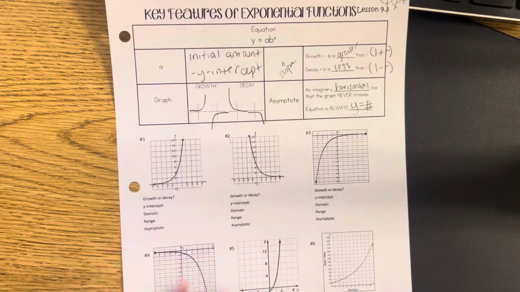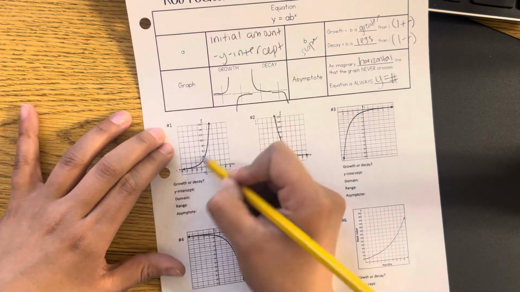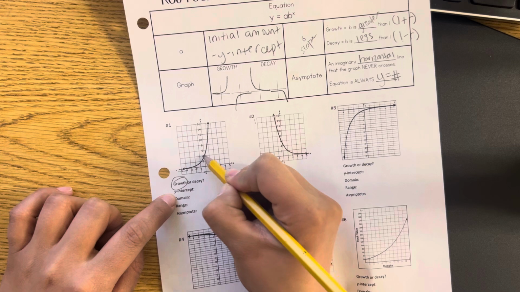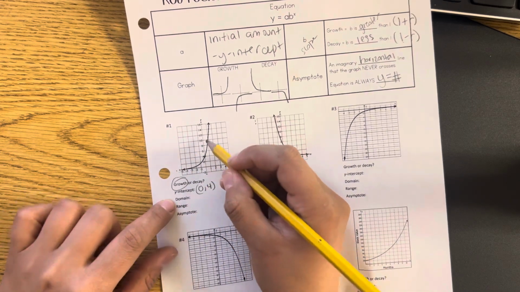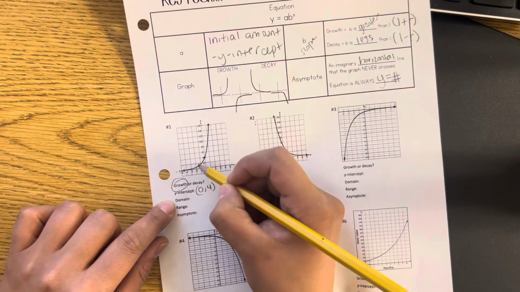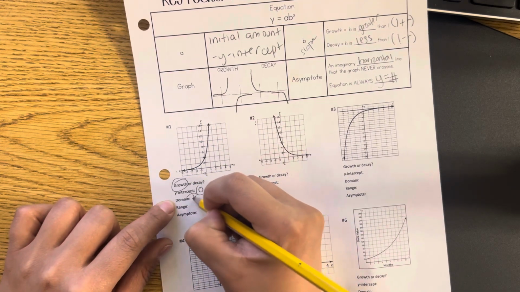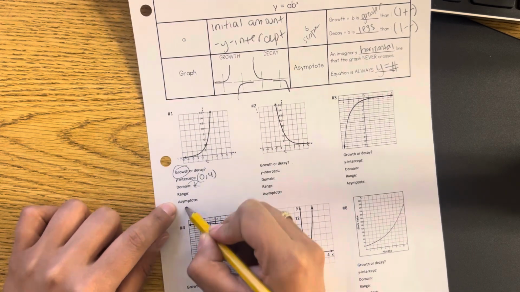So number one, just based off the graph, is that growth or is that decay? Well, it starts out flat and then shoots up, so that's growth. Y-intercept, where is it crossing the y-axis? That would be (0, 4) as a coordinate. The domain, 99% of the time, how far left does it go? How far right does it go? It goes forever and ever, so that's all reals. And the range, we'll talk about here in a second because I want to connect it to the asymptote, okay?